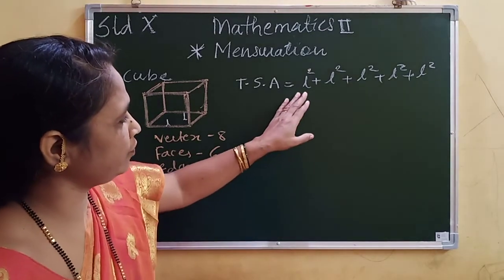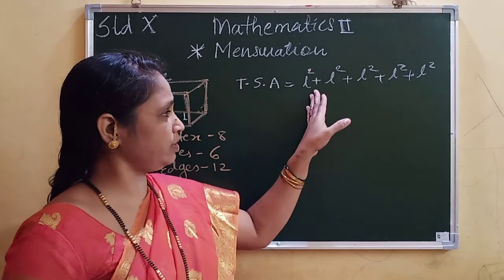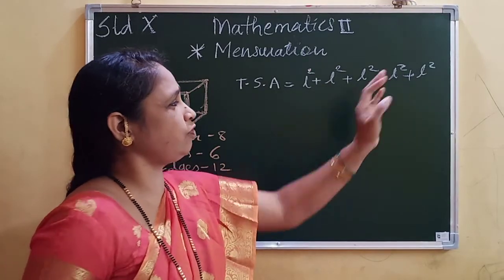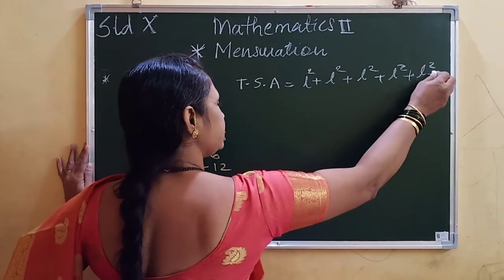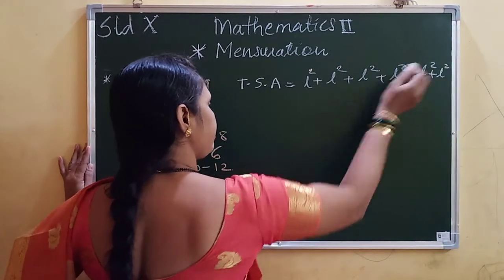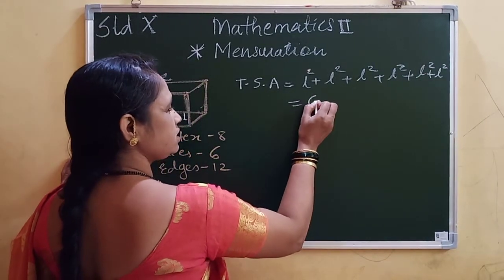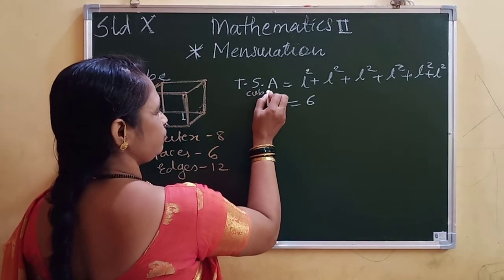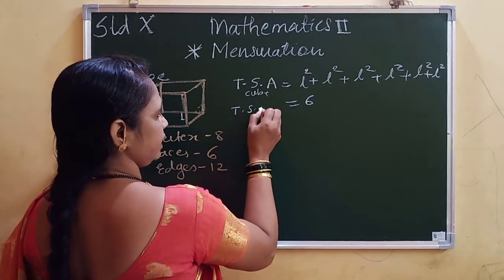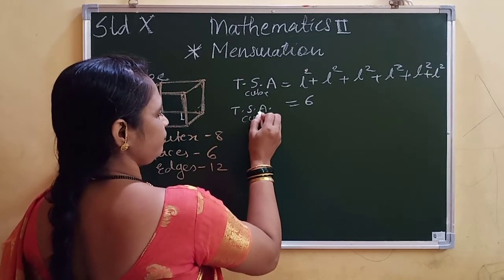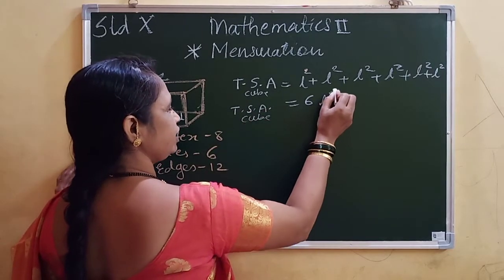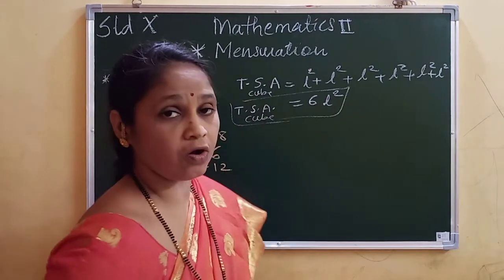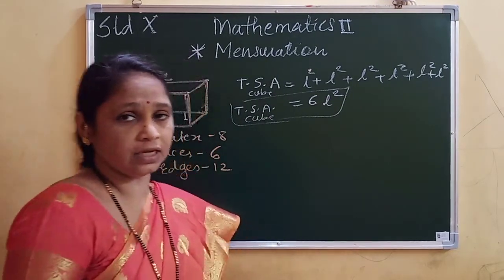So how many faces' areas have we added? 1, 2, 3, 4, 5 and 6 faces. So we have added 6 faces' areas. So the total surface area of a cube is equal to 6 into side square. The total surface area of a cube is 6 side square.